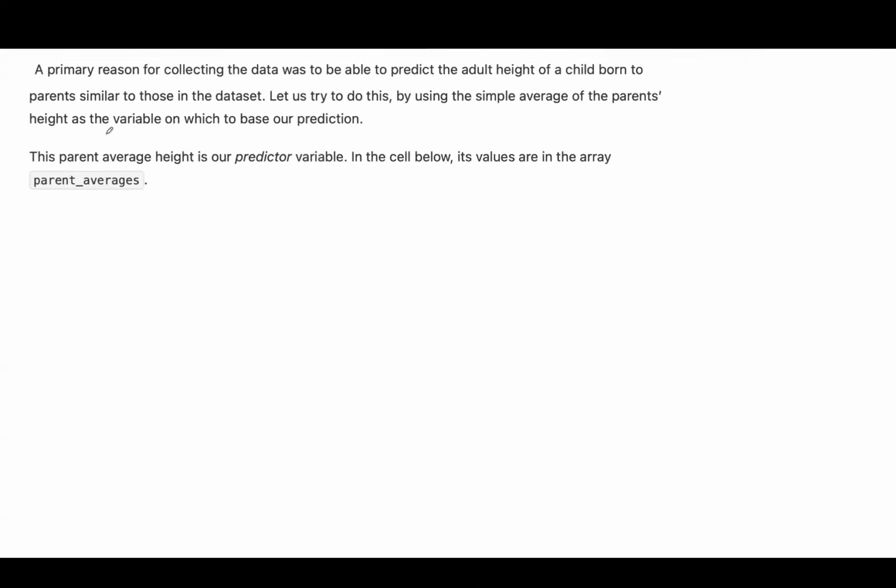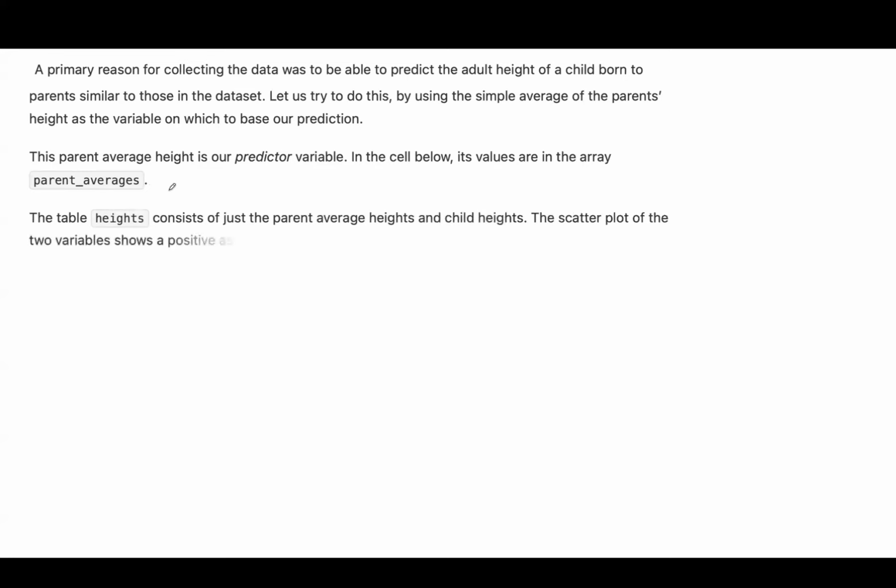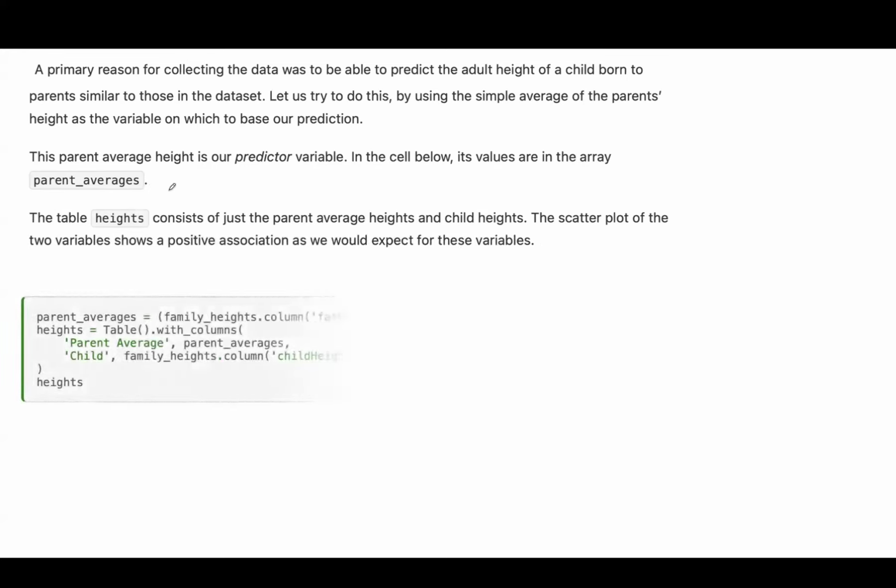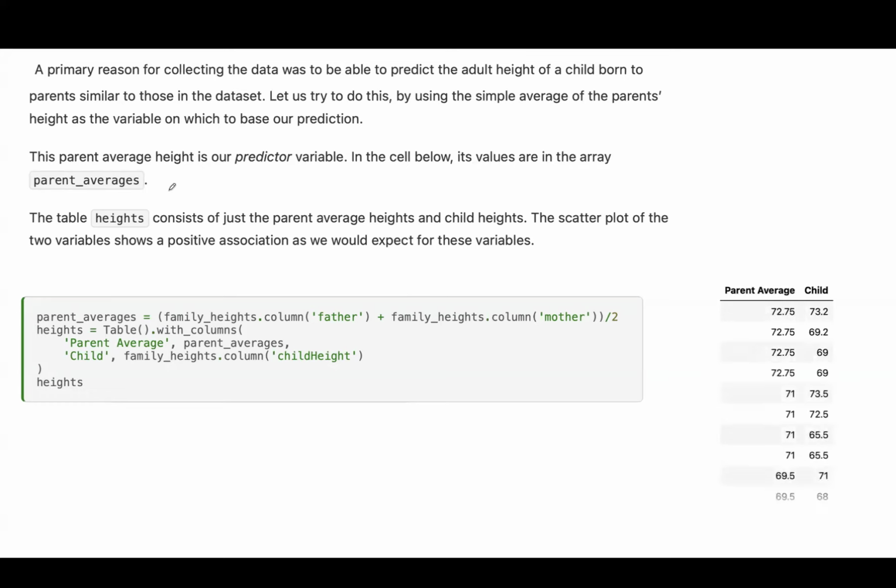This parents' average height is our predictor variable. In the cell below, its values are in the array parent_averages. The table heights consists of just the parents' average heights and the child heights. We're going to take a look at a scatter plot of two variables to find an association between them. So we look at these two columns, the parent average and the child height. We can look at the data and try to analyze this, but what is the visualization?